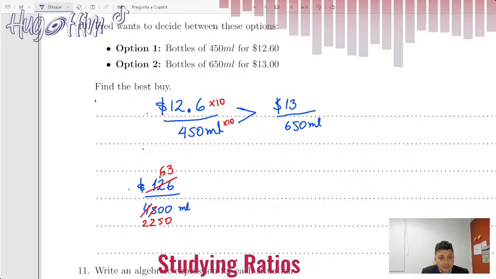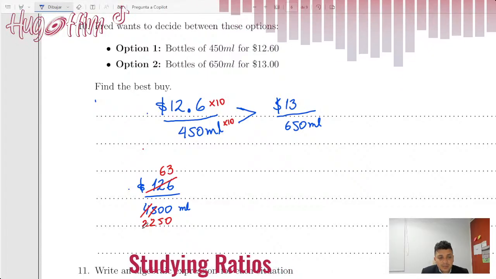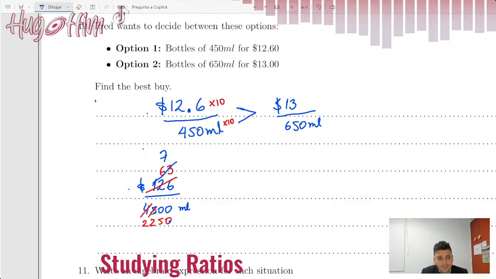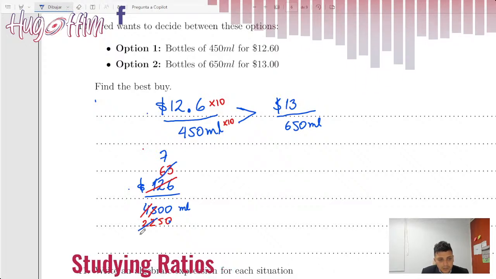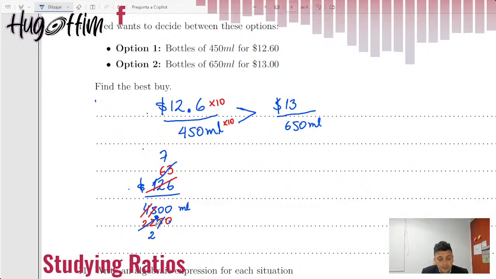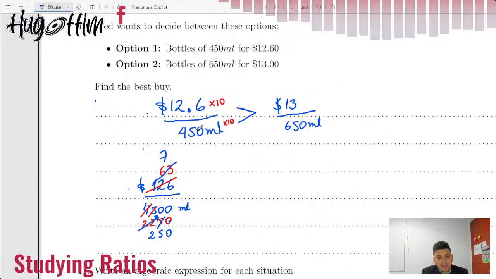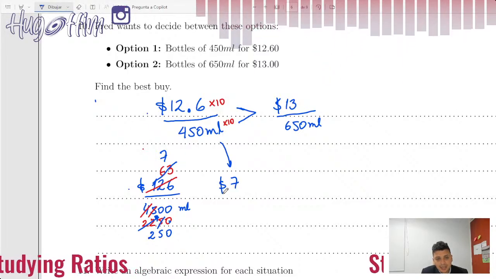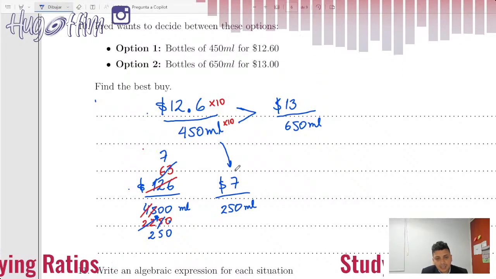Look at that, this number is divisible by 9. 6 plus 3, 9. 2,250: 2 plus 2 plus 5, 9. So both are divisible by 9. 63 divided by 9 is 7. And 2,250 divided by 9: 22 divided by 9 is 2, 4 left. 45 divided by 9 is 5, then 0. 250. I cannot simplify more. So this expression is just the same as $7 over 250 milliliters. This is the most I can do.